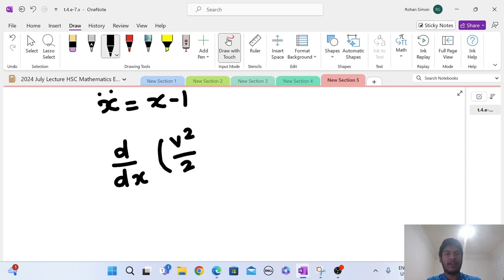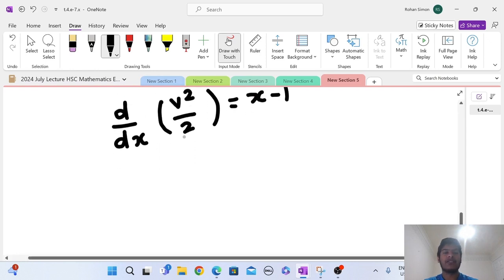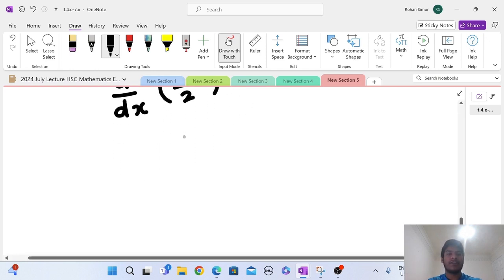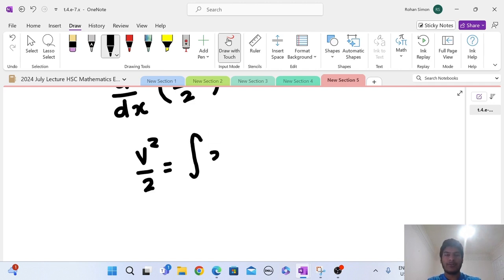And the reason we do it in that form is because we have on the right hand side a function that is purely a function of position. And in that case, we can go ahead and integrate with respect to position, right? So if we integrate the left hand side, it's just going to be v squared on 2, right? v squared on 2 equals the integral of x minus 1 dx.